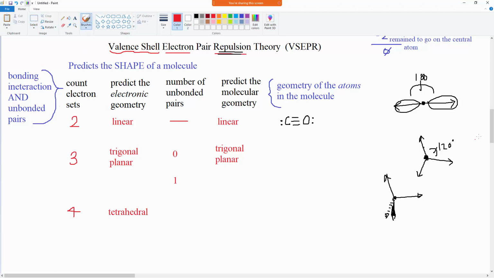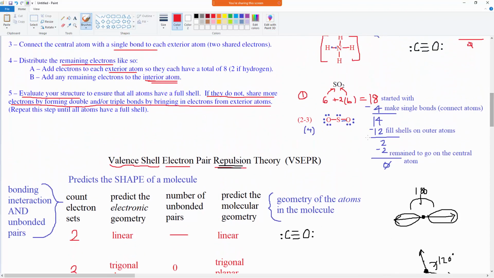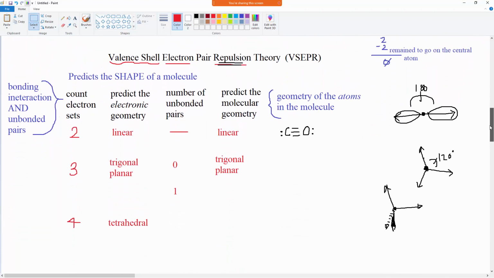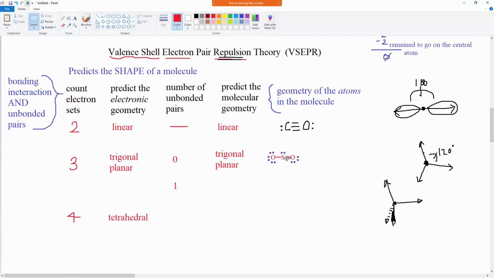If I look up here, SO3, this is a perfect example of something which has 3 electron sets. Can you guys tell me why SO3 has 3 electron sets?